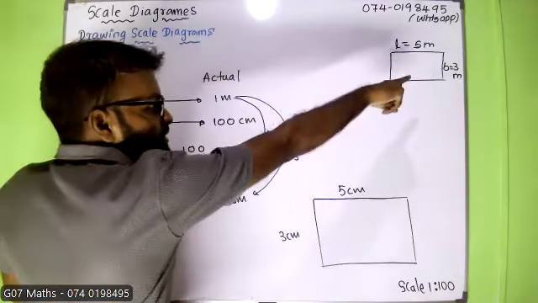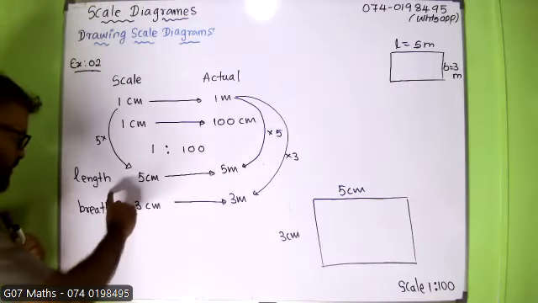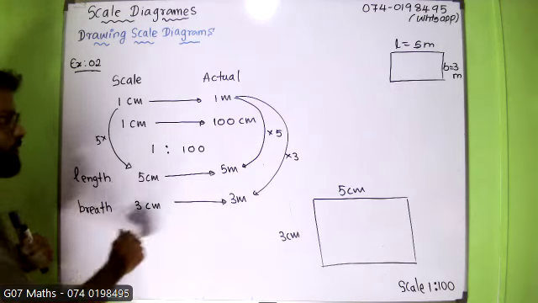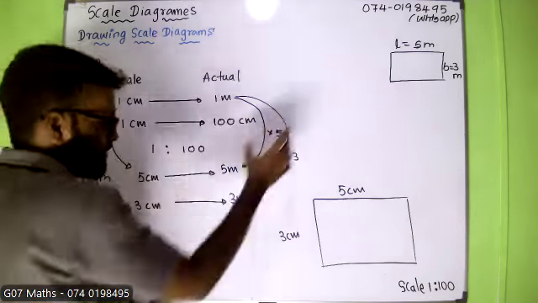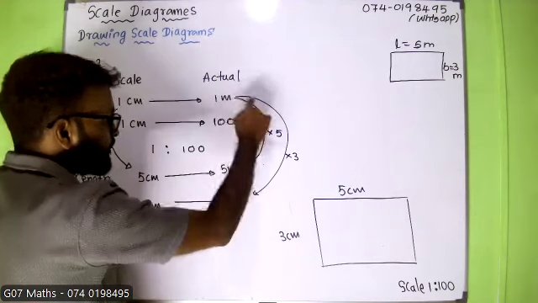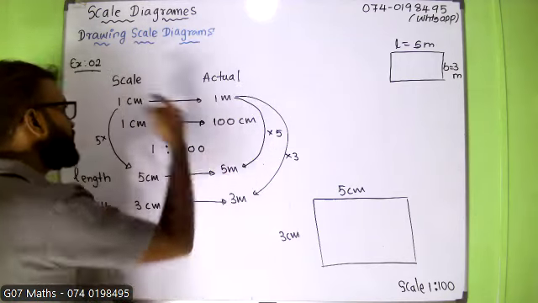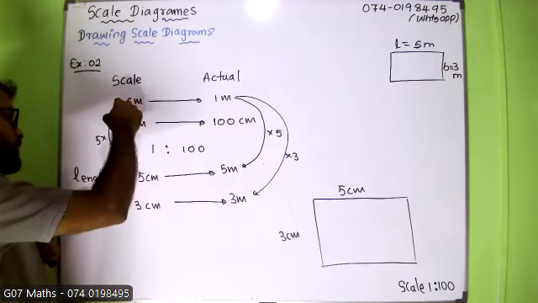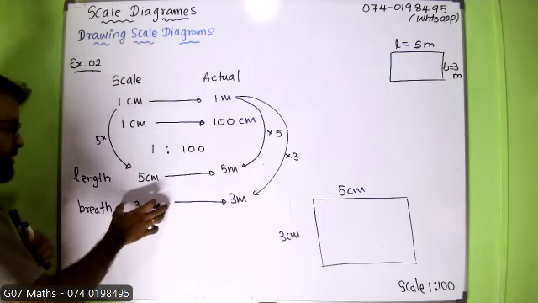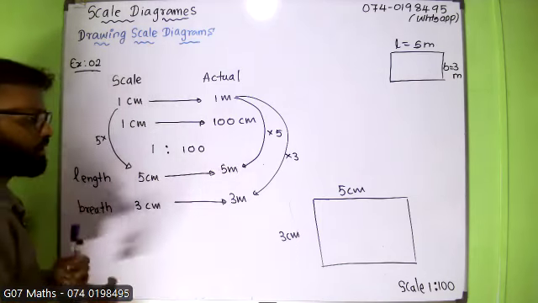So breadth is 3 meters. So I am going to calculate breadth, right? Actual length is 3 meters. So 1 meter multiplied by 3. Then you have to multiply this 1 centimeter by 3 as well. So 3 centimeters represent 3 meters.